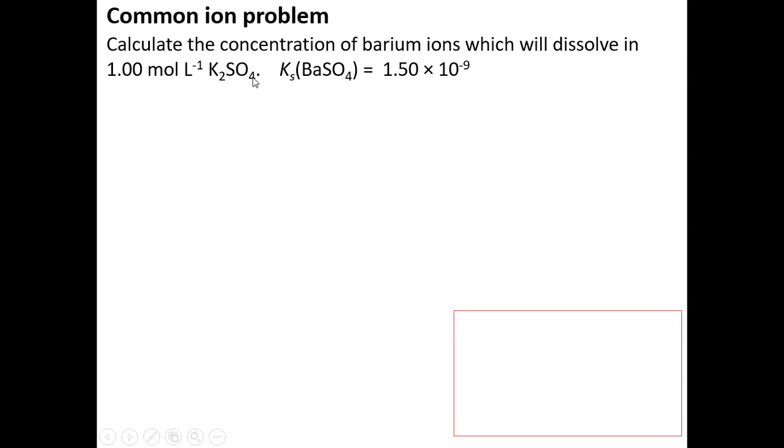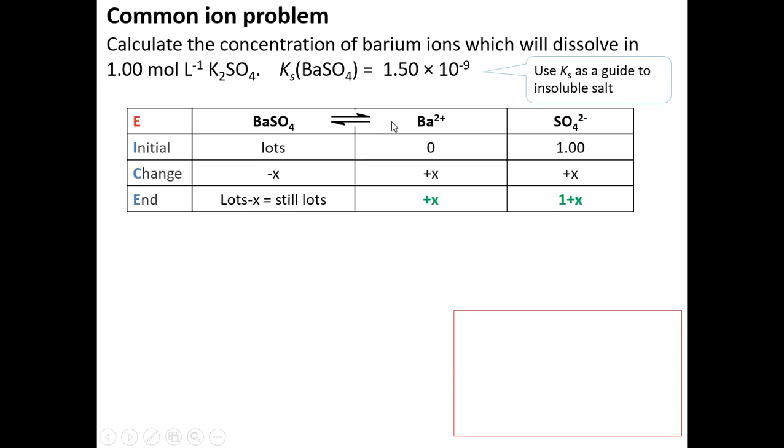Now, if you're not sure which equation to write, because you've got now potassium sulfate and barium sulfate, always use the one where Ks is given. So write, for that EEC method, the solubility equation for barium sulfate because you were given the Ks for barium sulfate. So one barium sulfate will dissolve to form one barium ion and one sulfate ion.